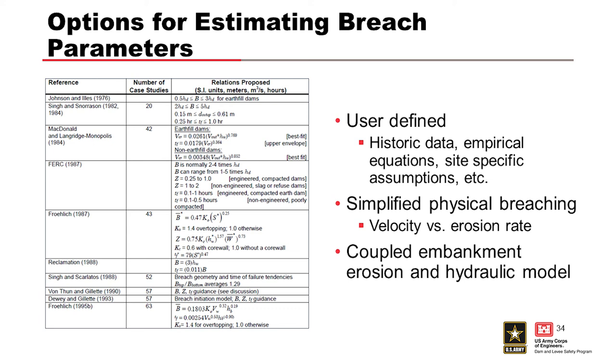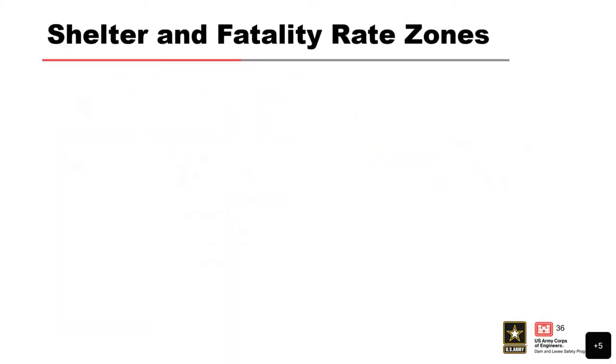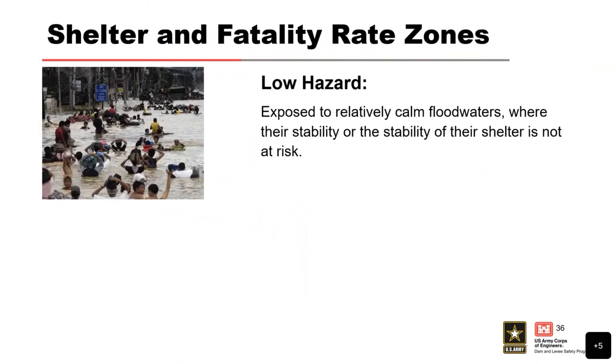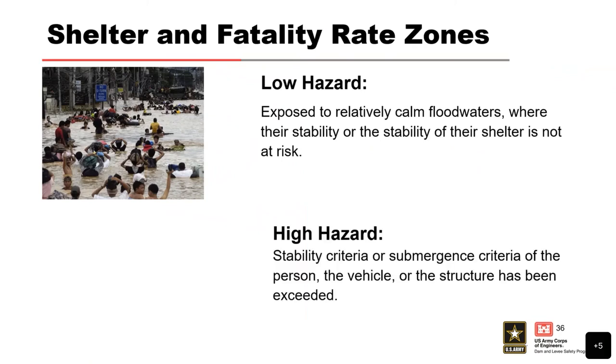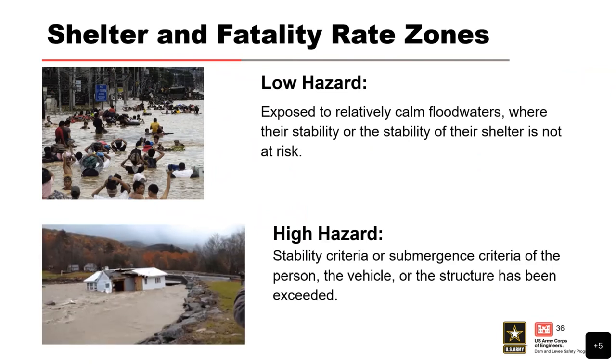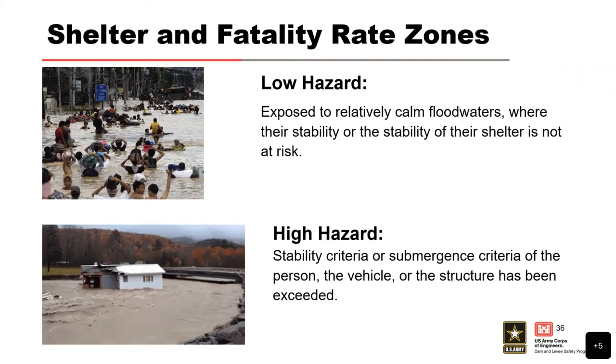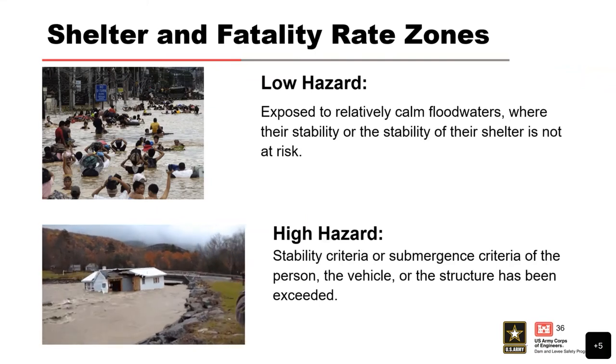Okay, what do we know about people and being able to withstand flooding in a structure? It all comes down to trying to classify them into these two hazards. Low hazard is you're exposed to water, but the stability criteria of their shelter is not at risk. We see this all the time, people wading through floodwaters. Majority of the time they're safe, so we're calling this a low hazard zone. The other one is the high hazard, where people are washed away or their structure is washed away. That obviously looks something like that. So the whole goal here is to characterize people as either in the low hazard zone, they're still there, or in the high hazard zone.